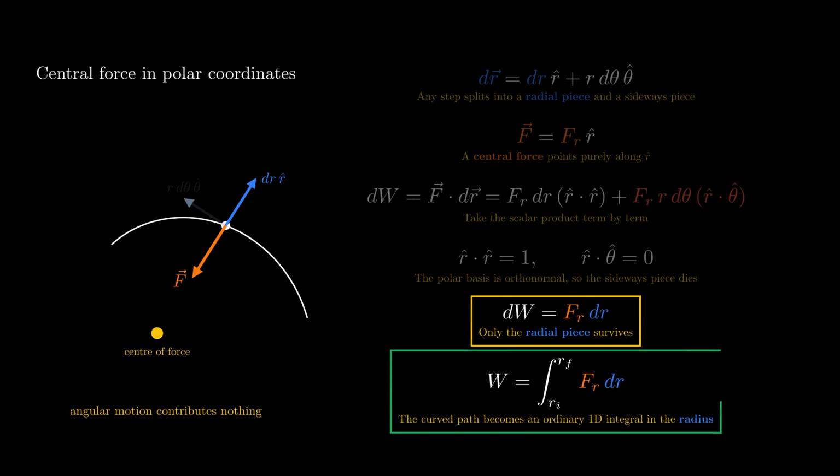The line integral over a curved orbit collapses to an ordinary one-dimensional integral of the radial force component, from the initial distance r sub i to the final distance r sub f. Here is the first example.